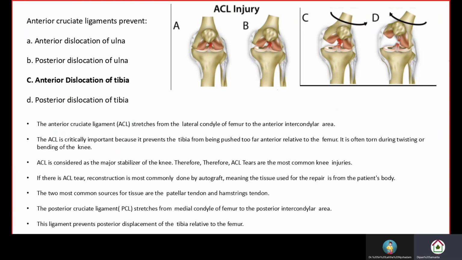Anterior cruciate ligament or ACL stretches from the lateral condyle of the femur to the anterior intercondylar area. ACL is critically important because it prevents the tibia from being pushed too far anterior relative to the femur during twisting or bending of the knee.